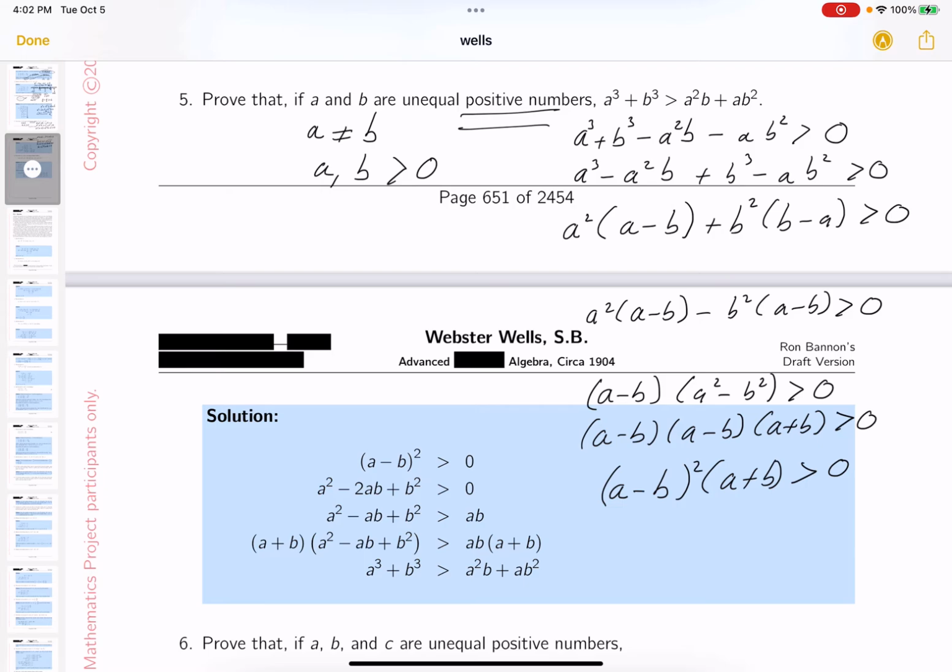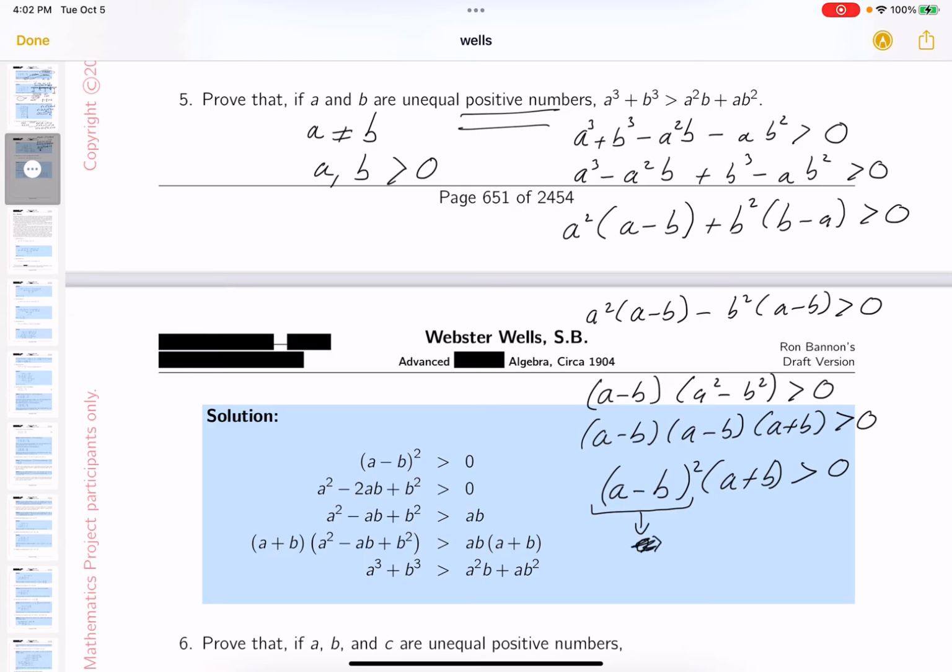Well, if they're unequal, again, I want to point out over here, they're unequal. This could never be 0 if they're unequal. And I don't care if B is bigger than A or A is bigger than B. When I square that, this thing will always be greater than 0. What does that mean? It's positive.